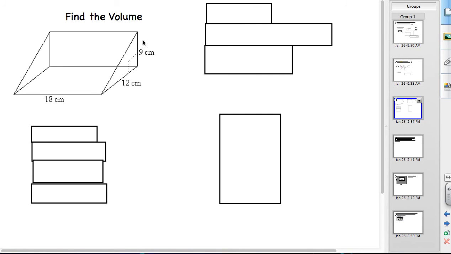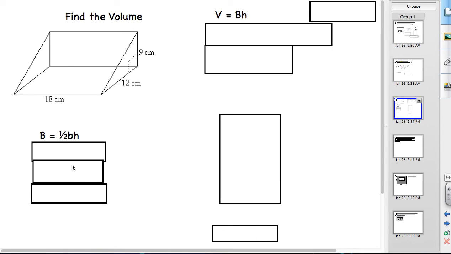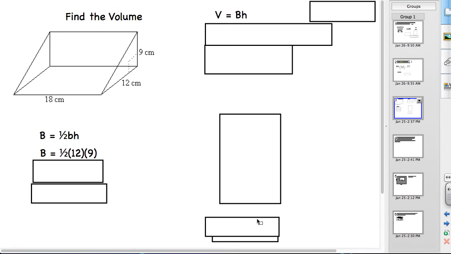So here we see that we have to find the volume, which is area of the base times height. The first thing we need to do is to find the area of the base. Remembering that this is a triangle, the area of the base is 1/2 base of the triangle times the height of the triangle. The base of the triangle is 12 and the height of the triangle is 9. So we plug that in to get our expression 1/2 times 12 times 9.